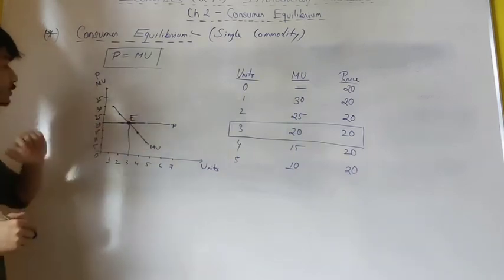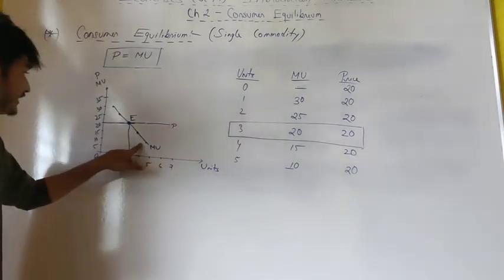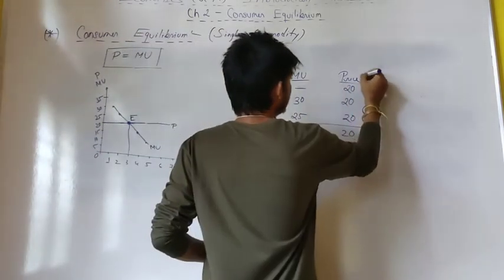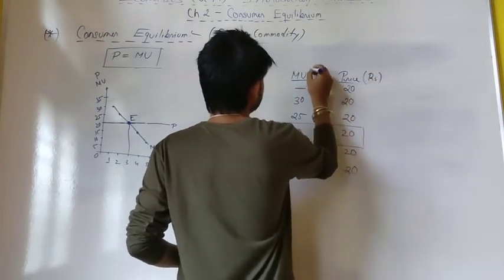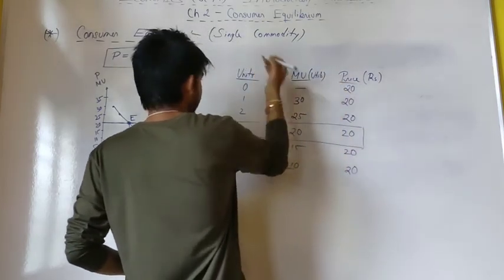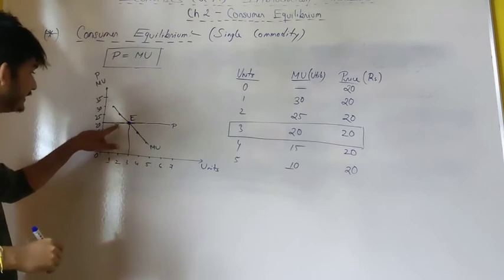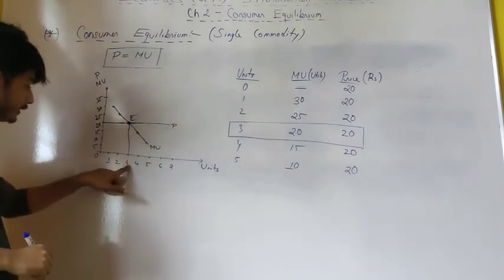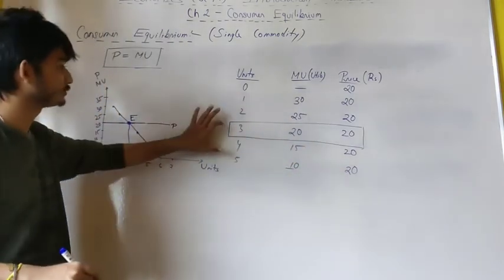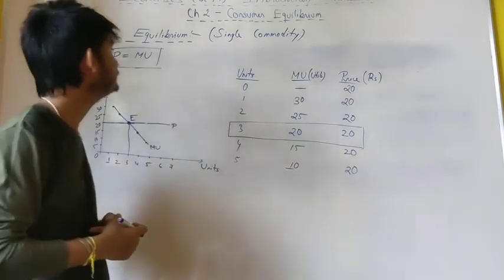So E represents the equilibrium point when the consumer is consuming 3 units, the marginal utility and the price of the commodity are equal. The price is measured in rupees, marginal utility in utils, and units consumed. So the price is rupees 20, and whenever the consumer is consuming 3 units of the commodity, the marginal utility is also 20. So when the consumer is consuming 3 units of the commodity, the consumer is in equilibrium position.